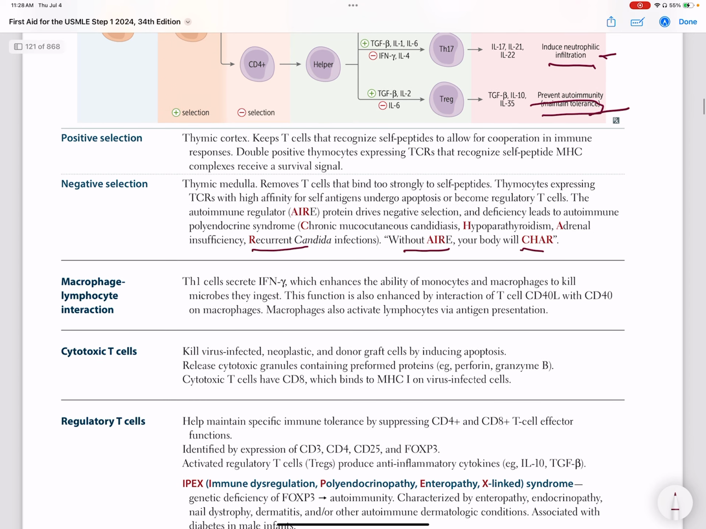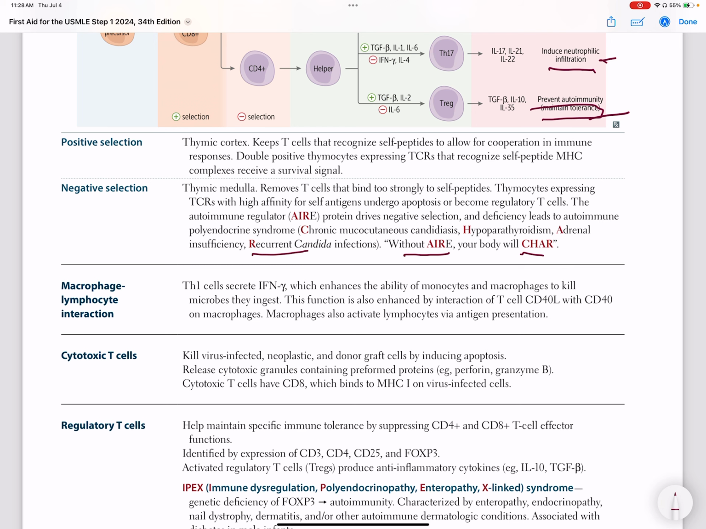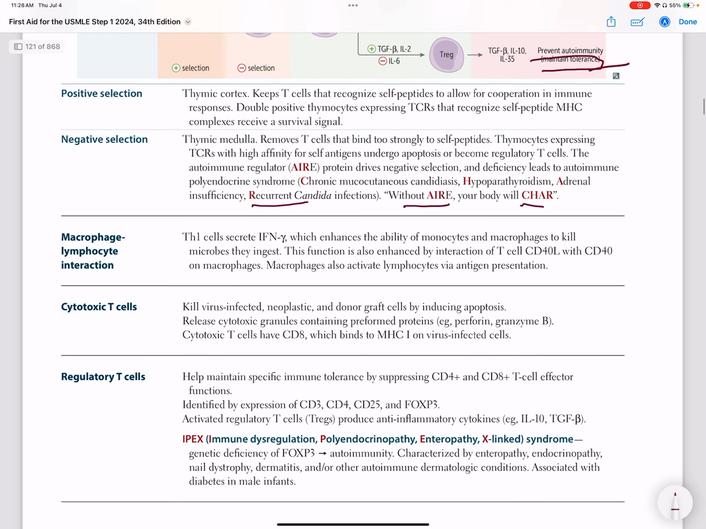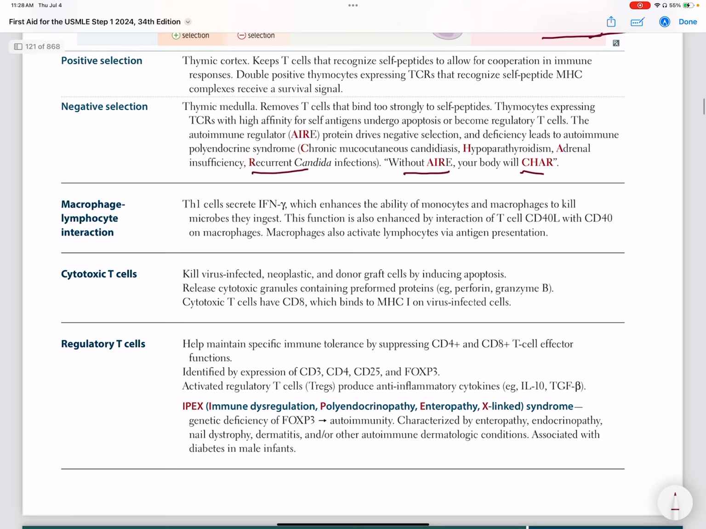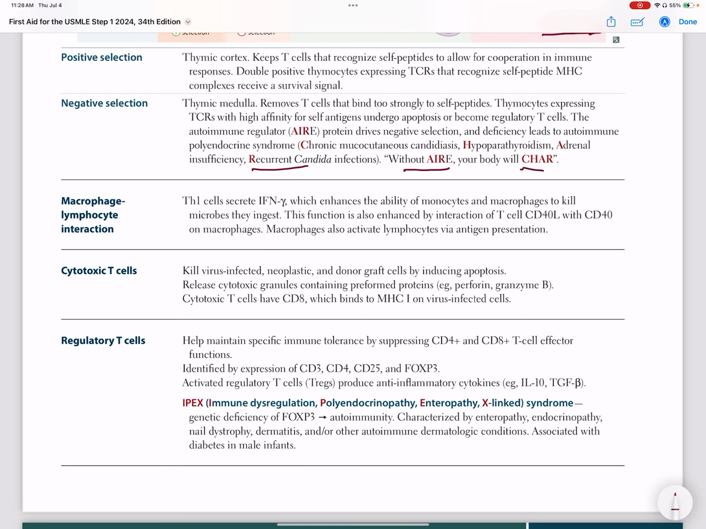The autoimmune regulator AIRE protein drives negative selection, and deficiency leads to autoimmune polyendocrine syndrome: chronic mucocutaneous candidiasis, hypoparathyroidism, adrenal insufficiency, recurrent candida infection. Without AIRE, your body will CHAR: chronic mucocutaneous candidiasis, then hypoparathyroidism, adrenal insufficiency, and recurrent candida infections.